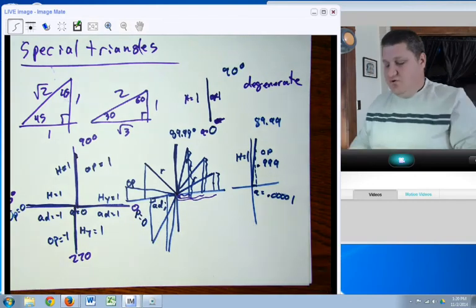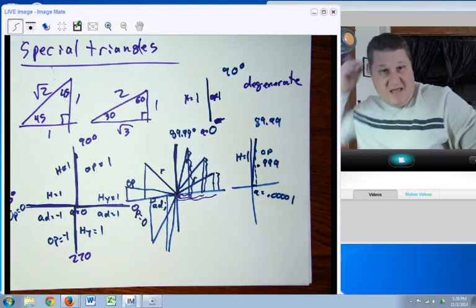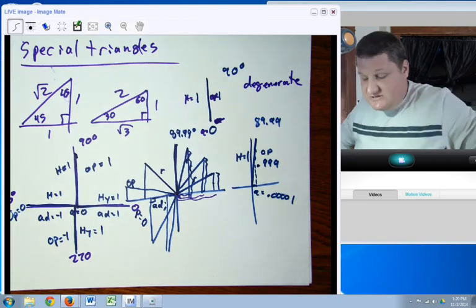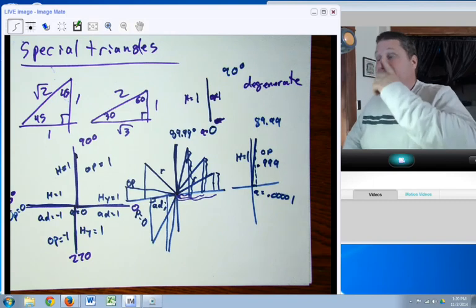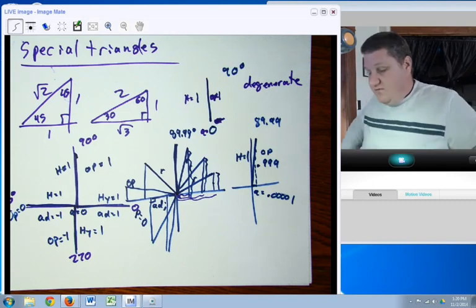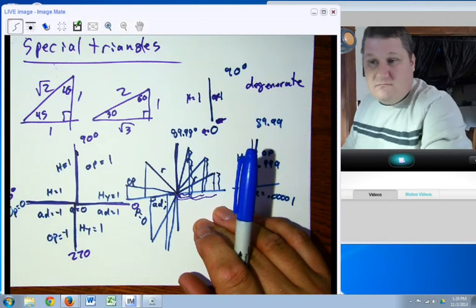So you have these 4 degenerate triangles that you have to add in. You should already know them, but just in case, that's where they come from. That's how they're created. And you're going to need them over and over and over again.